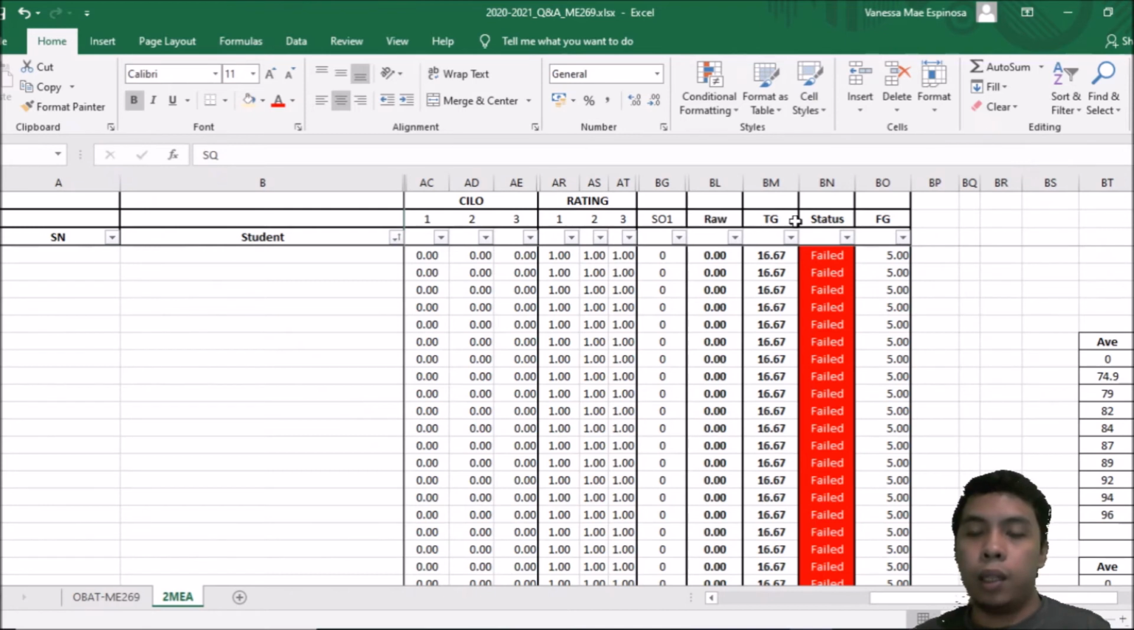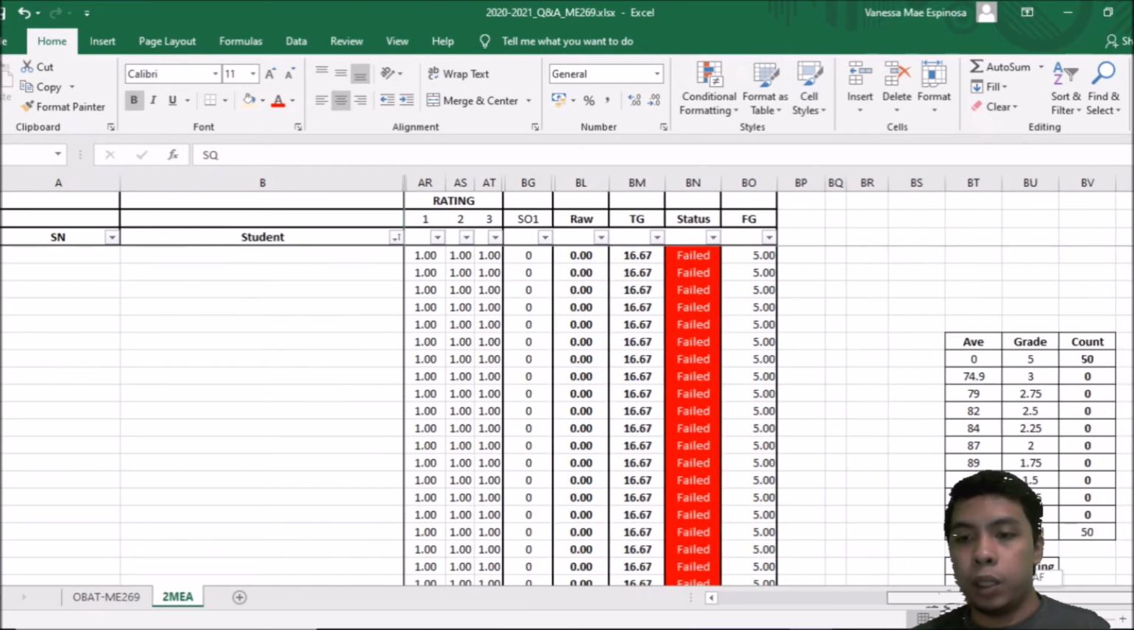For the total grade naman, our passing here is in terms of 75%. Baka malito kayo. Bakit 75%? Because usually kasi for the conversion natin or the transmutation of grade is in terms of 75. So yung 75 grade natin is equivalent sa 3, no? Below 75, that is 5.